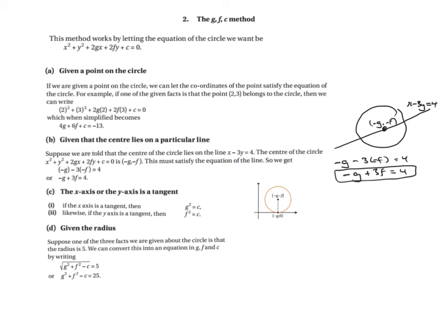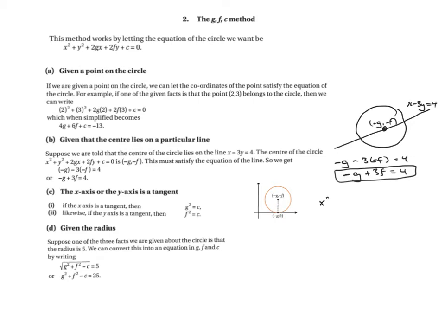Now, for c, when it says the x-axis or the y-axis is a tangent, then we can show that c is equal to g squared and c is equal to f squared. I'll go through the x-axis as a tangent, and it works exactly the same for the y-axis, just a different letter. If the x-axis is a tangent, then looking at a circle with centre minus g, minus f, because this is a tangent, it means we're not going anywhere in the y direction. So my y coordinate is going to be 0. And this is going to be minus g because the tangent has to make a right angle.